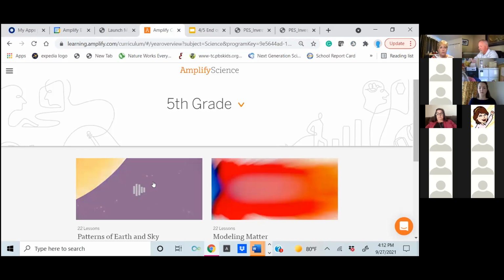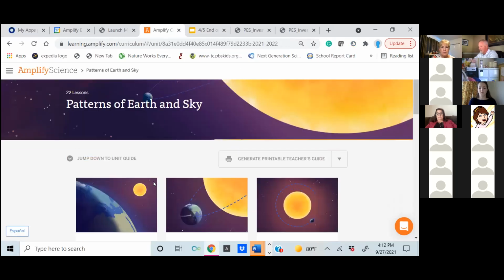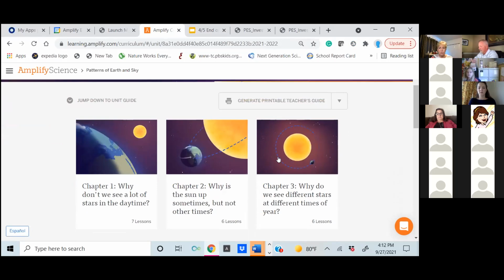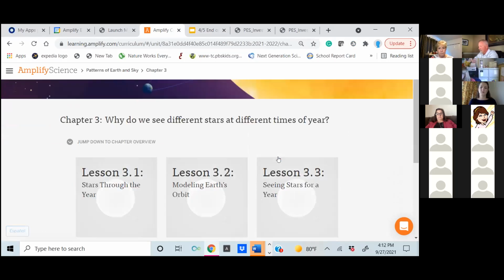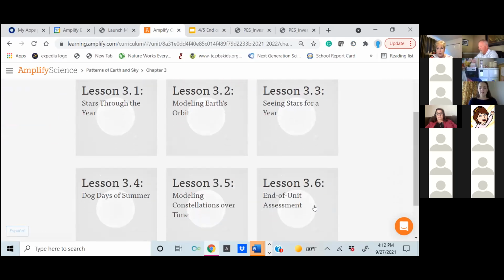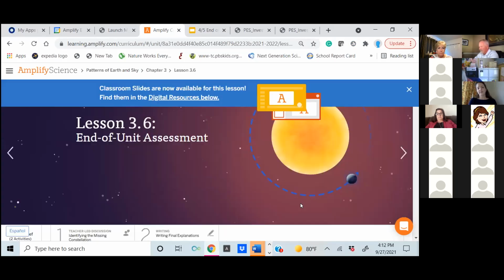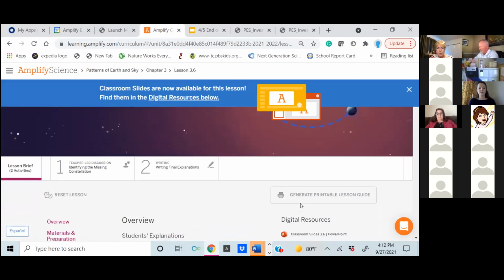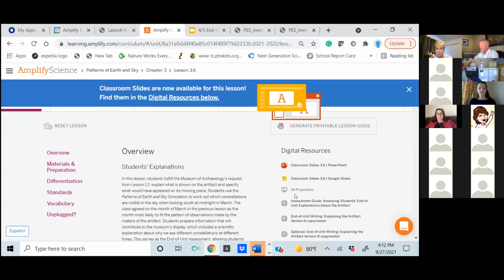And in Patterns of Earth and Sky, your assessment is in chapter 3, lesson 3.6. And so again, you see down here, there's the version A and version B, and here's the assessment guide that has the rubrics and the possible responses.